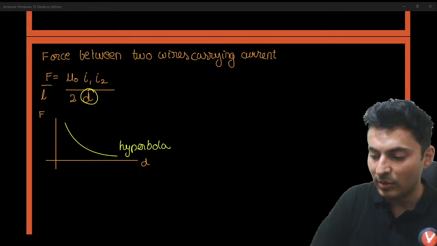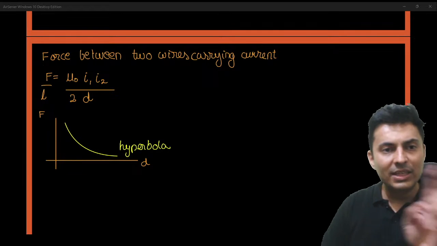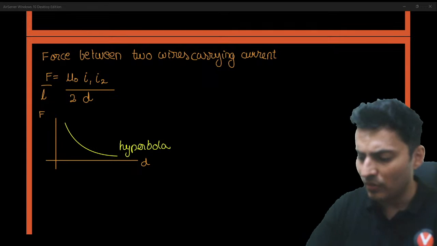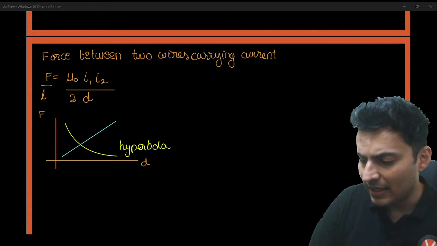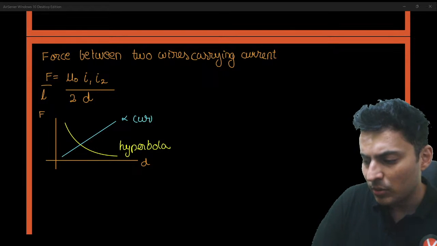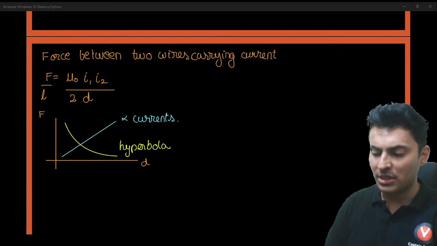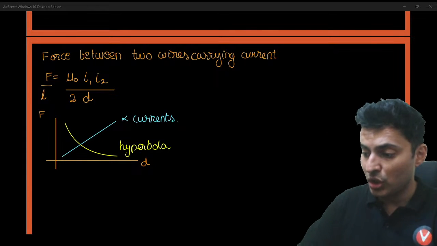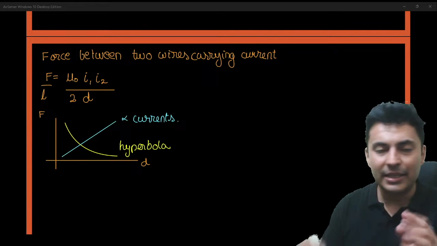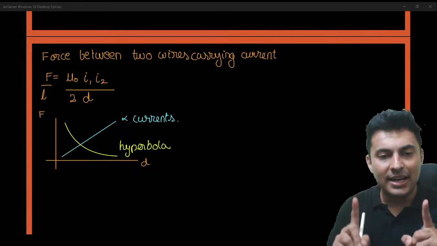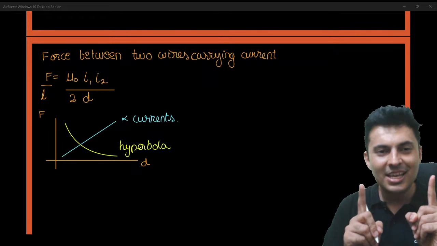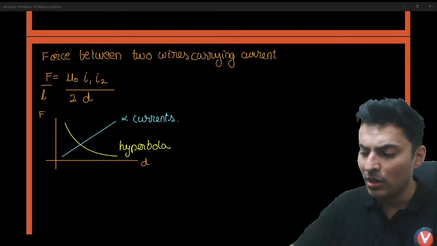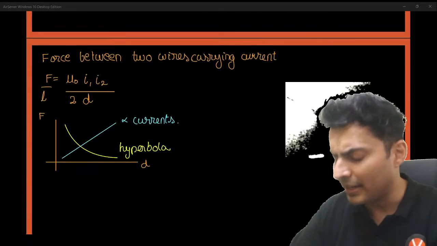Keep this in mind, because d is below, force is on the top. If it is with regards to the current, then it is on the top, so it will be directly proportional to the current. Keep this in mind. Very straightforward. Cool. Now you should also know that the forces are attractive for same directions and repulsive for opposite directions. That is another thing you should know with regards to forces between two wires carrying currents.